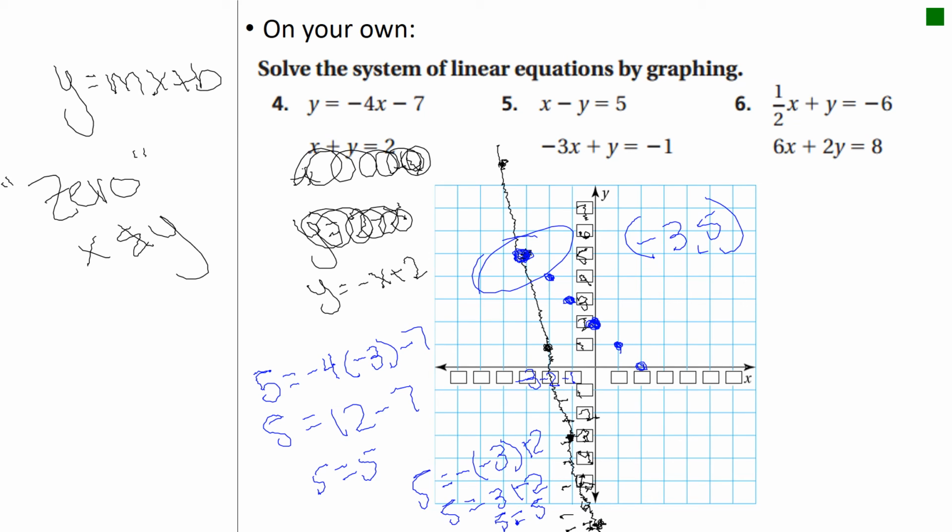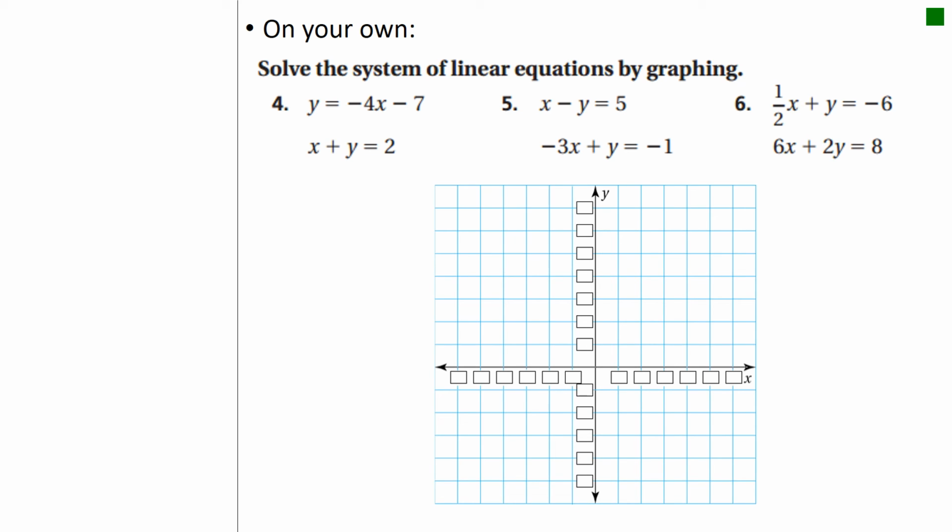All right, go ahead and pause your video and try number 5 and number 6. All right, really quickly, here's how you do the zeroing. So if I plug 0 in for x, y is going to have to equal -5. Let me show you. 0 minus y equals 5. Make y positive. Y equals -5. I want to plot this point because this is the y-intercept. -5. 1, 2, 3, 4, 5.